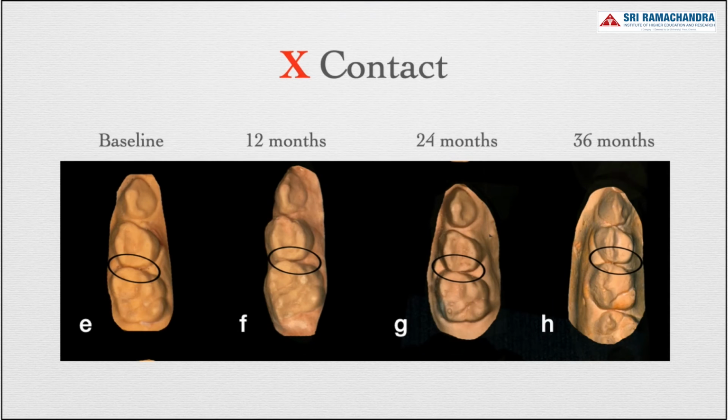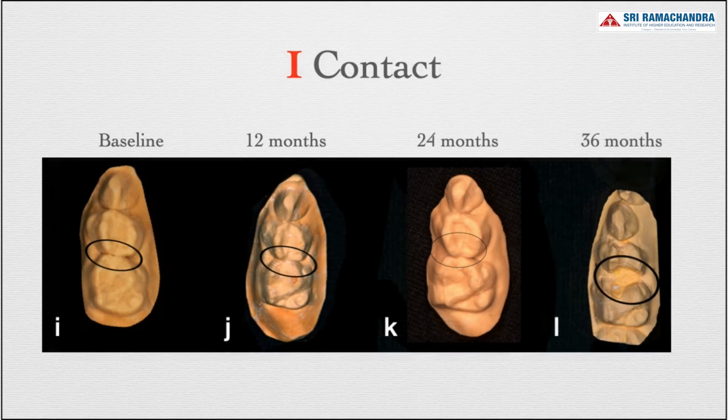This is a depiction of an X or a point contact. As you can see again, from baseline till 36 months, the child has been caries free. Depiction of an I contact, a straight contact, where you can see that the child is caries free till 24 months, but at 36 months there is caries both at distal of D and mesial of E, and the destruction is quite gross.